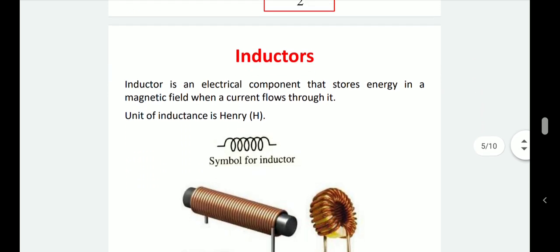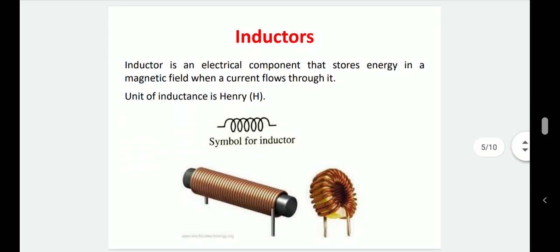Then next is inductors. An inductor is an electrical component that stores energy in a magnetic field when a current flows through it. So here energy is stored in a magnetic field. In capacitors, energy is stored in an electric field, whereas in an inductor, energy is stored in a magnetic field. Then inductance is a property of an inductor, and the unit of inductance is Henry, denoted by capital H.